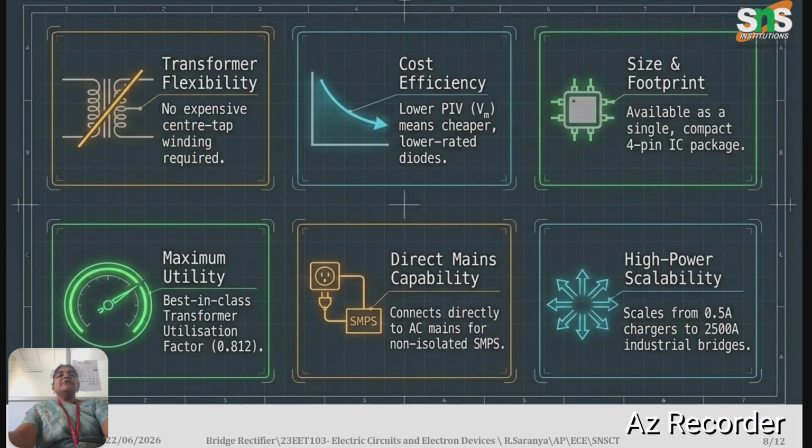Next come the advantages of the bridge rectifier. First and foremost is transformer flexibility. It is not very expensive since we are not using a center tap winding. Because of not using the center tap winding, it is cost effective, and the size of the bridge rectifier is very small. It is a 4-pin IC package. Maximum utilization can be achieved, so the transformer utilization factor is very high, and it can be used for high power scalability.